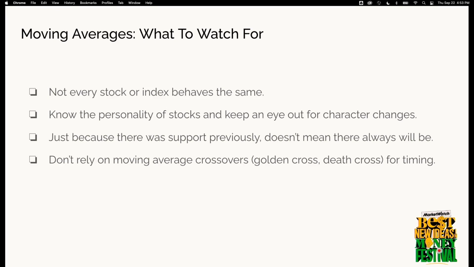But Tomi, when it comes to moving averages, let's talk a little bit about what we should be watching for with the moving averages, some additional tips for the audience. Well, like Justin was saying, depending on the personality of a stock or index, some of the moving averages don't work. Because this stock doesn't care about it. This crowd that's following this stock doesn't care about it.